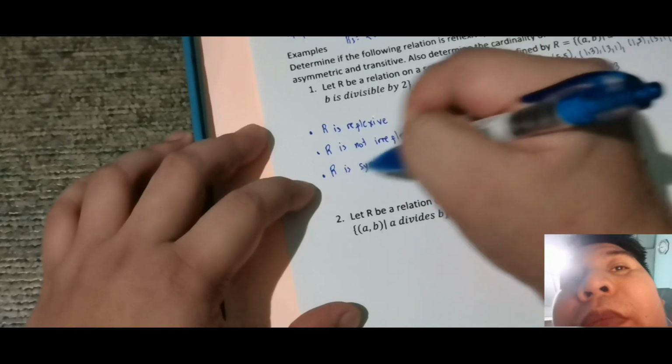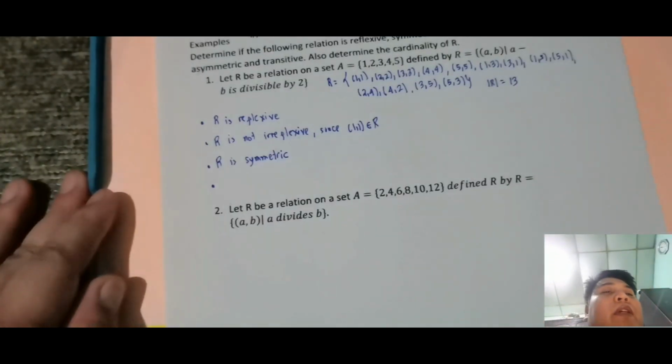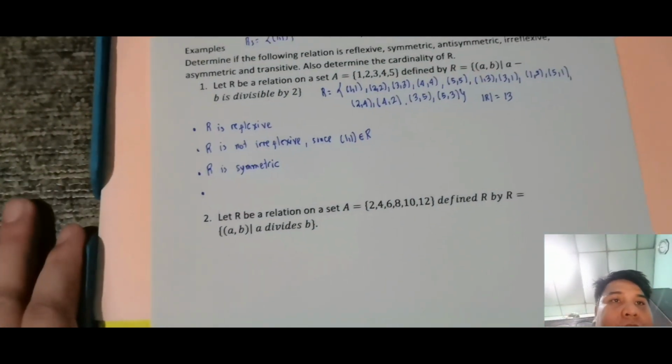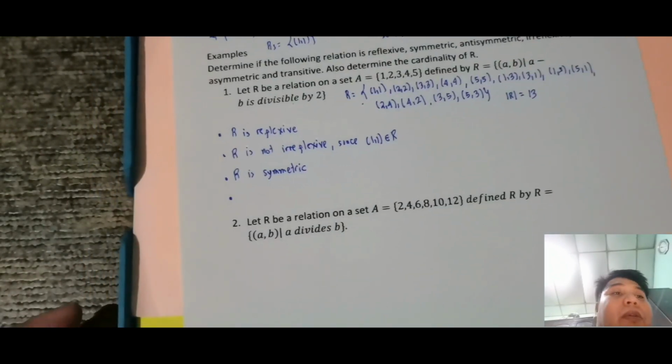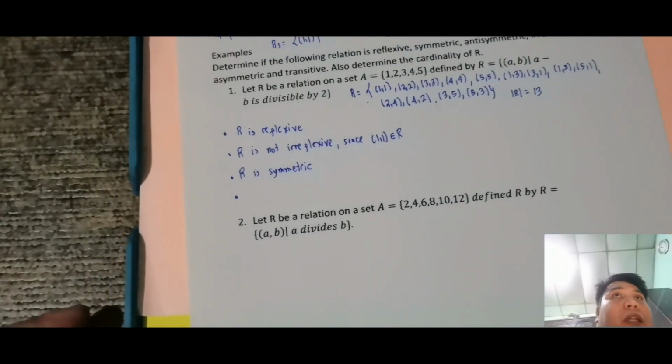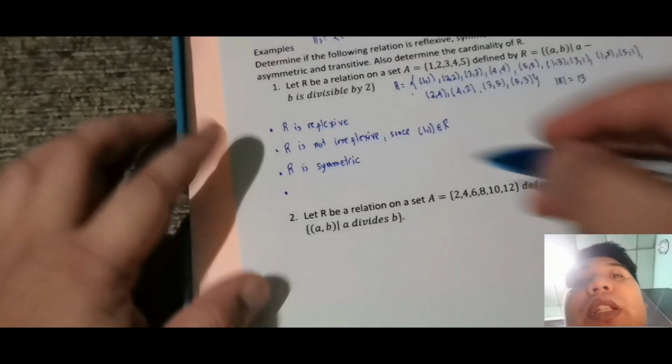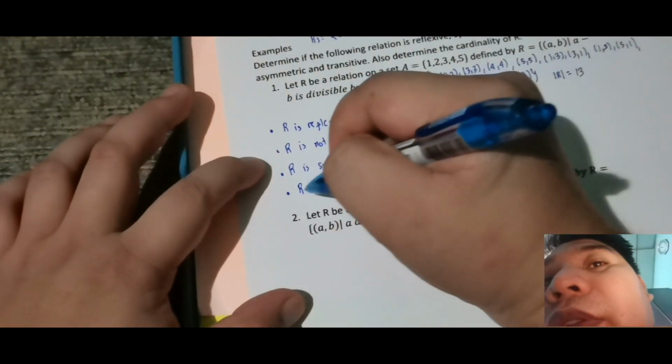Okay, next. Siya ba ay anti-symmetric? Sir, sa (1, 1), (2, 2), (3, 3), (4, 4), (5, 5), yes, anti-symmetric siya. Pero pagdating po kay (1, 3), (3, 1), hindi po. Kasi nga, usapan sir, magiging anti-symmetric siya pag wala yung opposite niya. Wala yung opposite or equal siya sa sarili niya. Ganun kasimple. So, this is not anti-symmetric.